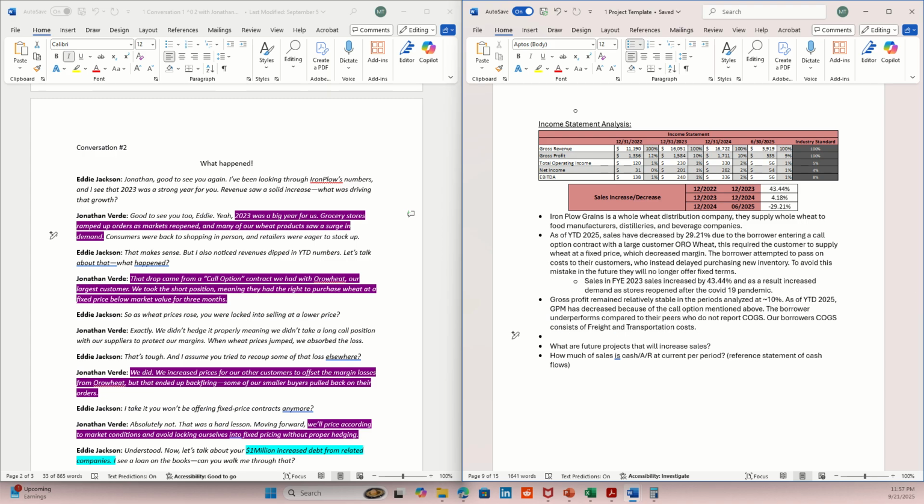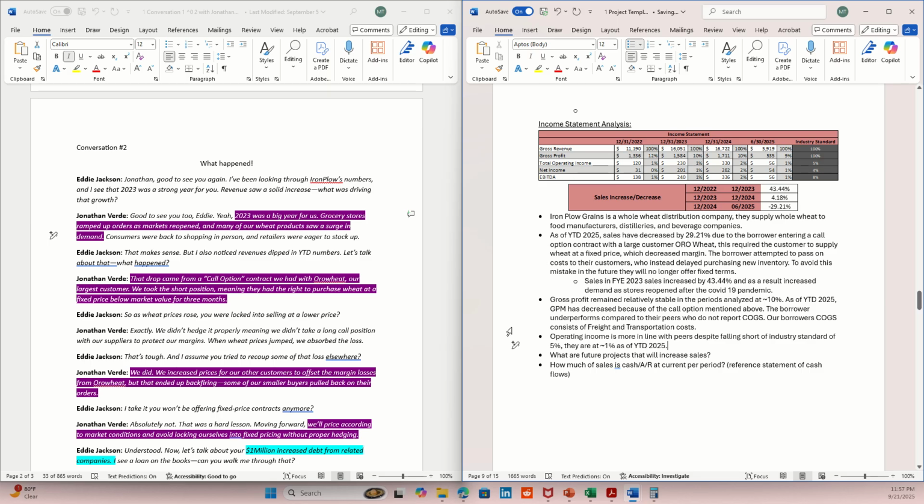So we're going to say operating income is more in line with peers despite falling short of industry standard of 5%. They are at around 1%.